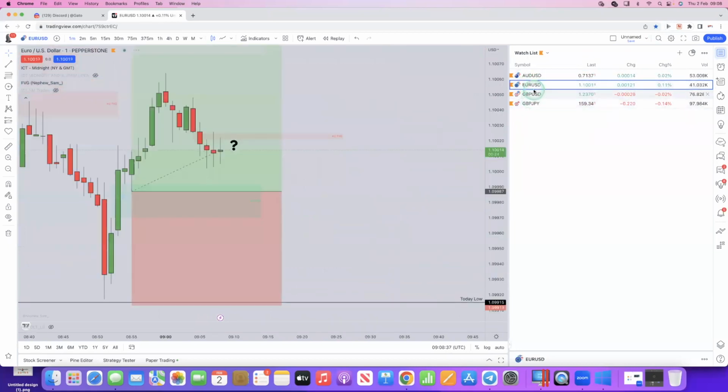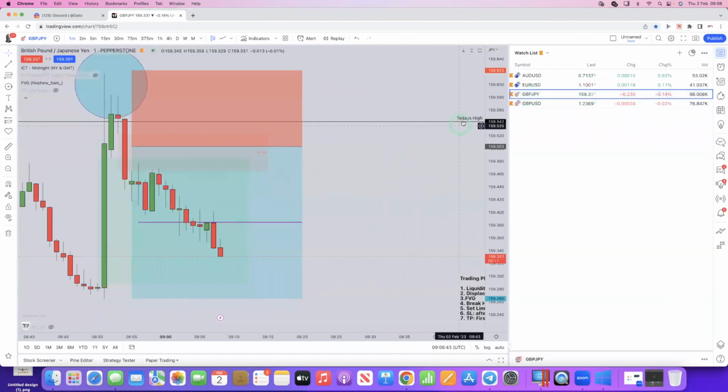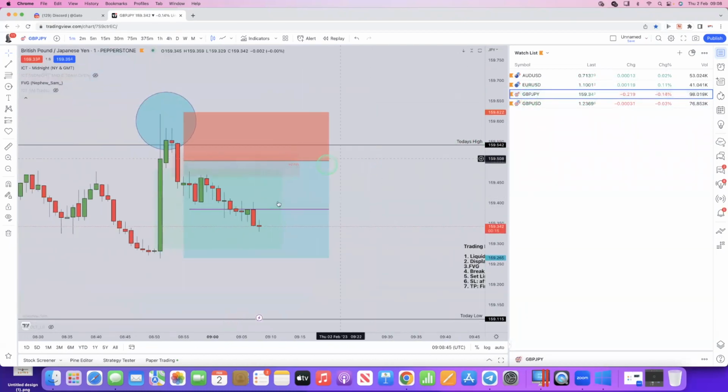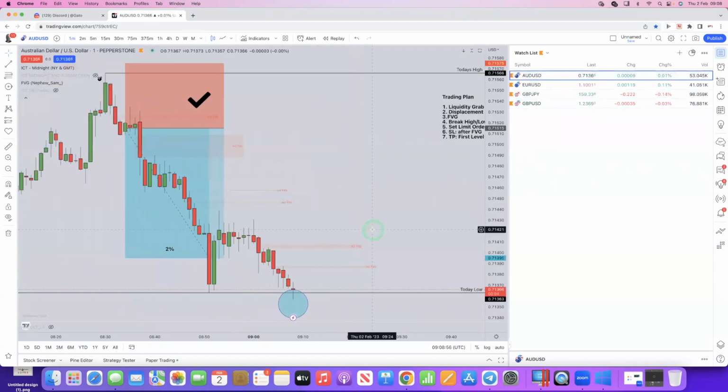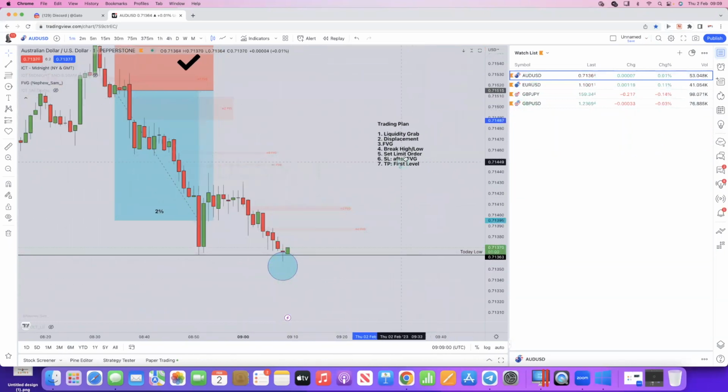Let's just have another look. GBP USD, it's starting to come into profits. GBP JPY looks like it's just going to run away from us, to be fair. Huge fair value gap in here, and there's a one mixed in with it as well. So again, we may not get that entry on here. Aussie USD, small liquidity grab. We're just waiting for a displacement of movement.